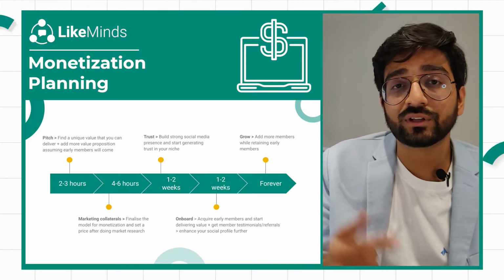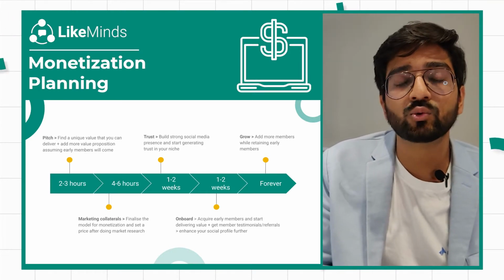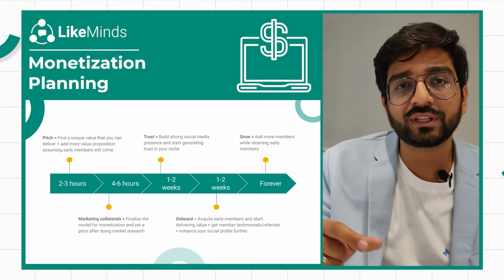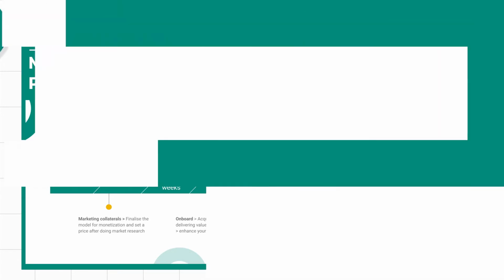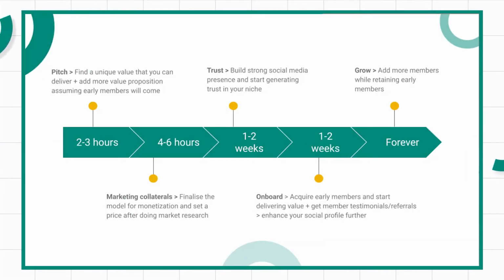By the way, one more thing, your pitch must include some level of empathy towards the problem that you're trying to solve with the community. And marketing collateral should go into a little bit of depth of how you're solving that problem for your early members. So you've basically created your pitch, you've created the marketing collaterals. Now comes the hard work of building trust.